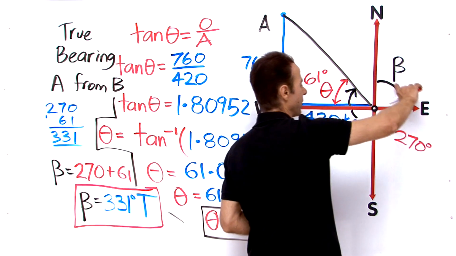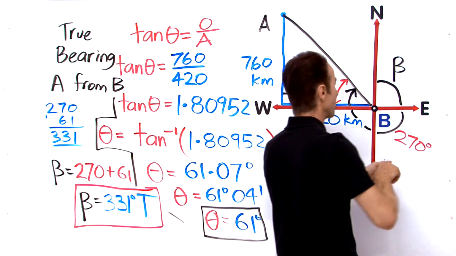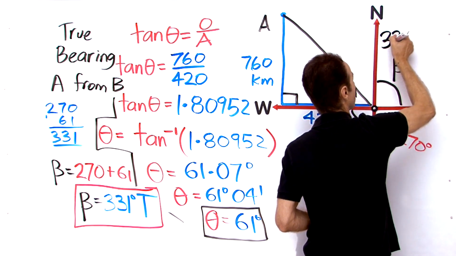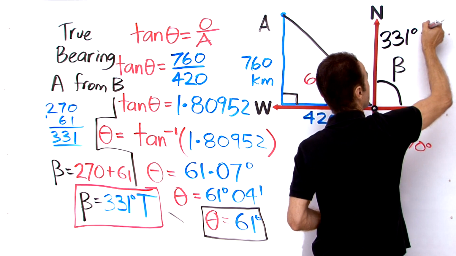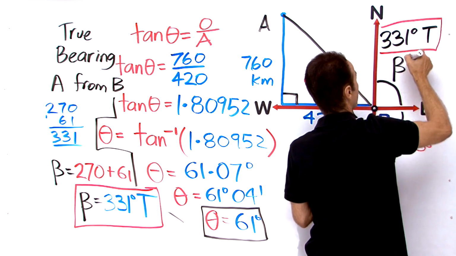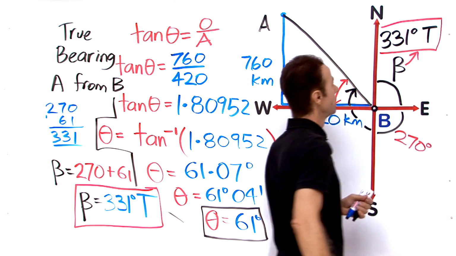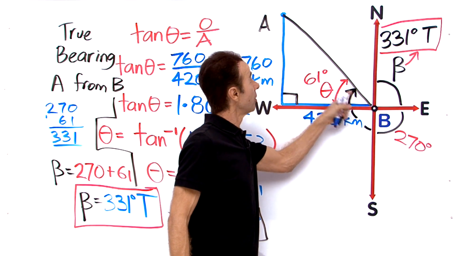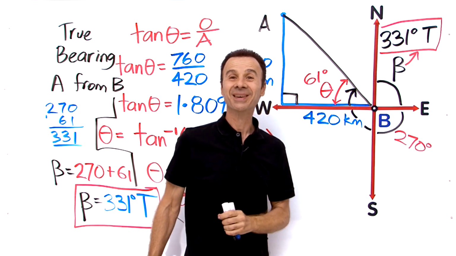So all the way around here, 331. So let me just write it here. So that is 331 degrees true north. That's our beta right there. Right around all the way up to about there, the bearing of A from B. There you go.